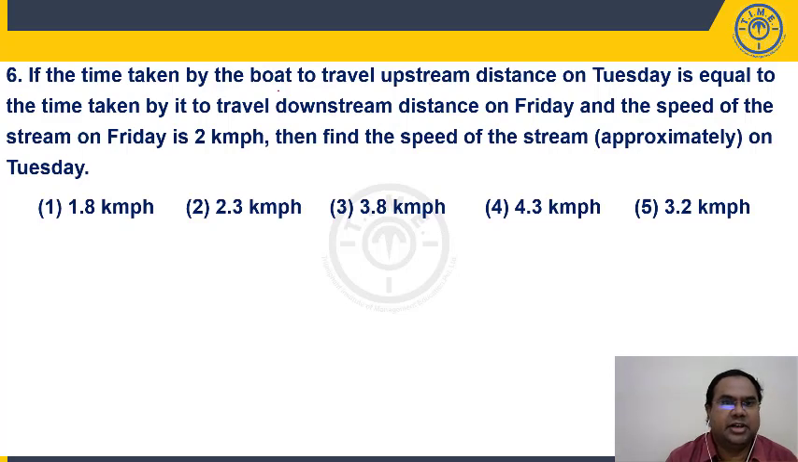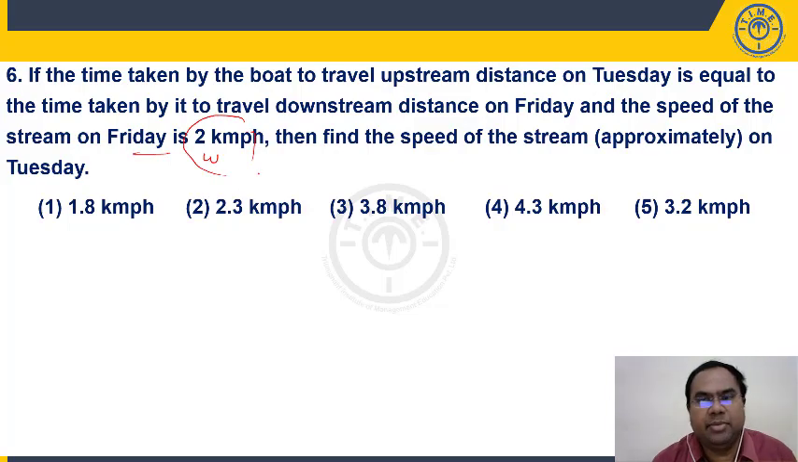Question number 6. If the time taken by the boat to travel upstream distance on Tuesday is equal to the time taken by it to travel downstream distance on Friday. Now here, time taken by the boat to travel upstream distance on Tuesday is equal to time taken to travel downstream distance on Friday. Speed of the stream on Friday is 2 kilometers per hour. This is the W value. Find the speed of the stream on Tuesday.